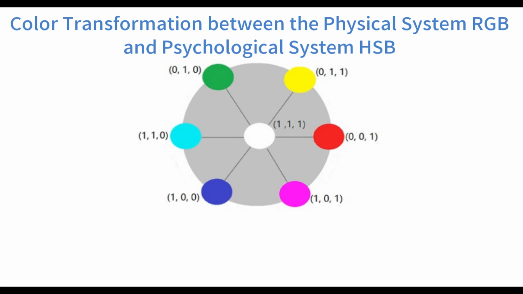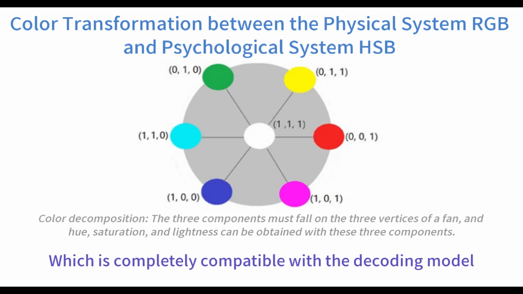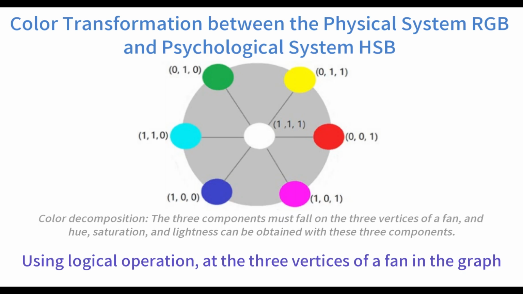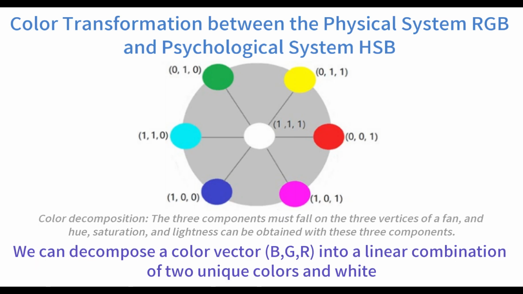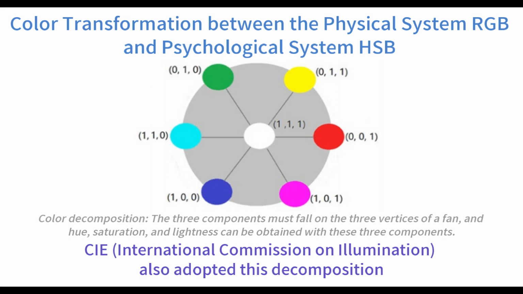Color transformation between the physical system RGB and the psychological system HSB. The computer industry uses the conversion method of computer expert Alvy Ray Smith, which is completely compatible with the decoding model. Using logical operation at the three vertices of a fan in the graph, we can decompose a color vector, B, G, R, into a linear combination of two unique colors and white. Using the three components, we can get the hue, saturation, and brightness. CIE also adopted this decomposition.